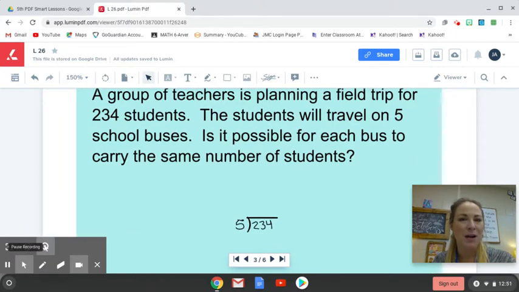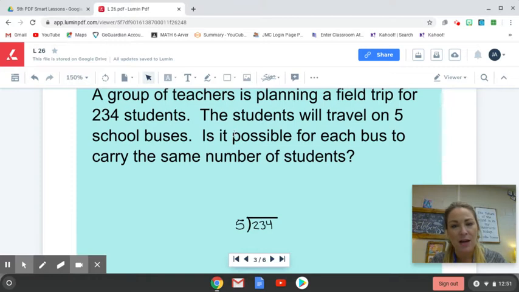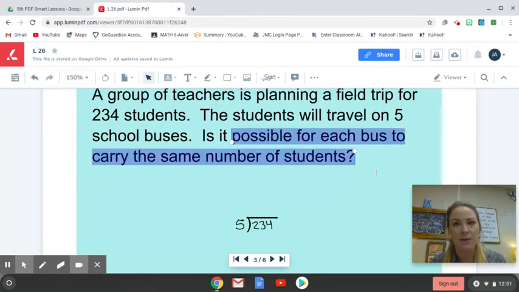Before I actually walk through and do any of this math, I feel the need to point something out to you. Good mathematicians are always looking for shortcuts. They're always looking for patterns. They're looking for faster ways of solving things. So ultimately, this problem is asking us, what's the last question in here? Is it possible for each bus to carry the same number of students? That's what they're asking. I know that they actually want us to do the math and solve how many students are going to ride on each bus. I know that. It's good practice.